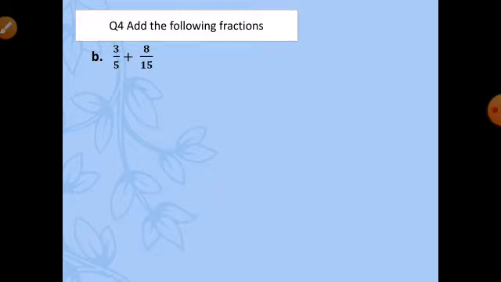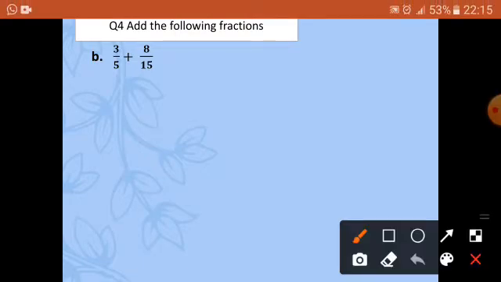Over here the denominators are 5 and 15. By looking at the denominators, let me tell you how we can check what could be the LCM. Since 15 is the bigger number in the denominator, and 15 is also divisible by 5, we can guess quickly what the LCM could be. Yes, it is 15. Why? Because 15 is divisible by 5. But let's see how to confirm our LCM, how to get it.